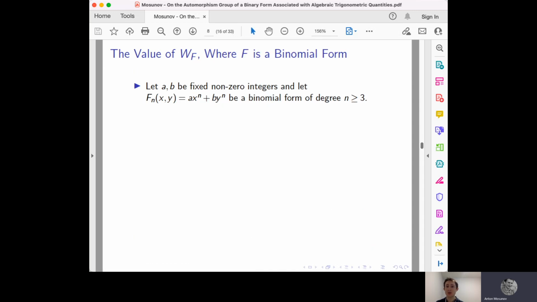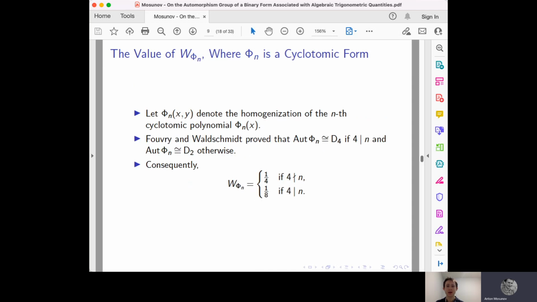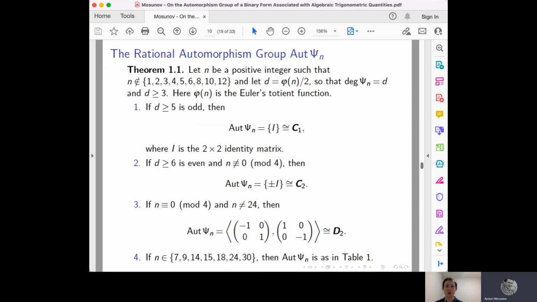So the quantities W sub f were computed in some special cases. Stewart and Zhao derived them for binomial forms of degree at least 3, and Fouvry and Waldschmidt derived them for cyclotomic binary forms. And now here's a statement of our first result, theorem 1.1, where we find the automorphism group of the homogenization of the minimal polynomial of twice the cos of 2 pi over n.